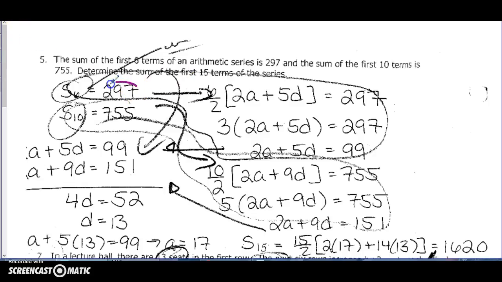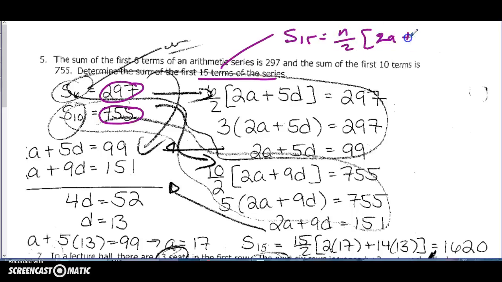The sum of the first 6 terms is this. The sum of the first 10 terms is this. Find the sum of the first 15 terms. So if you're going to find the sum of the first 15 terms, that's S15, and you're going to use this equation here, n over 2, (2a plus (n minus 1)d). And the only thing you know here right now is that n is 15.